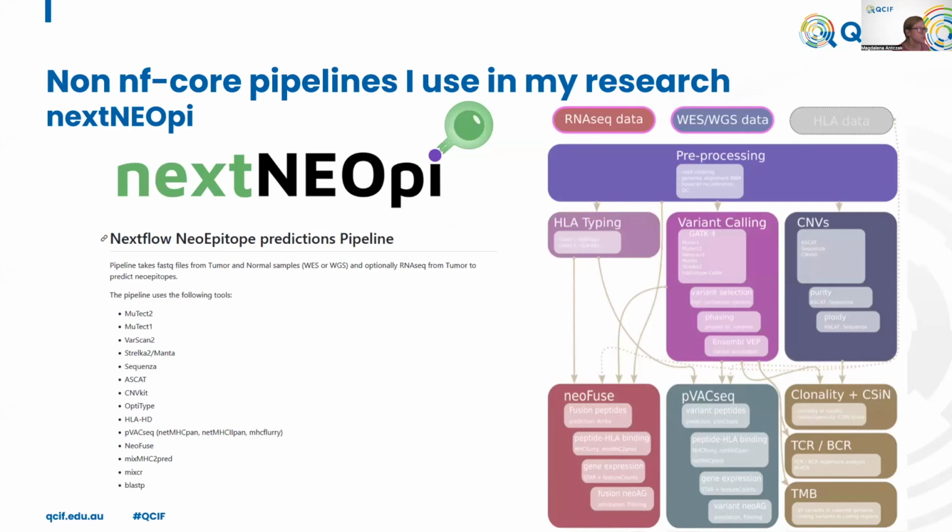I also use non-nf-core pipelines, and the main one for me is NeoPy, which is a Nextflow-based pipeline that predicts neoantigens from raw data. So it's a very, very robust pipeline. It has a lot of steps. It starts with RNA-seq and whole exome sequencing data, for example, and it goes through the entire process of preprocessing the data, of calling mutations, extracting peptides, predicting binding affinity, and prioritizing them.